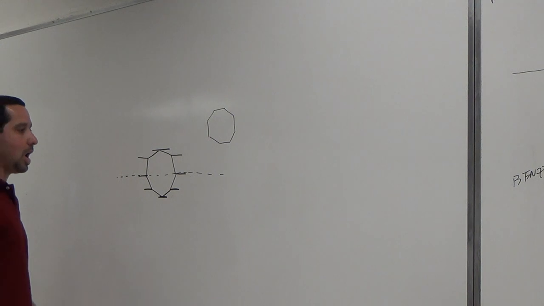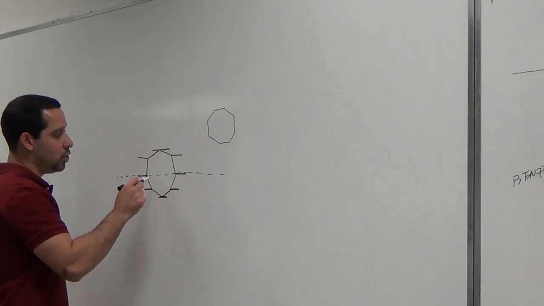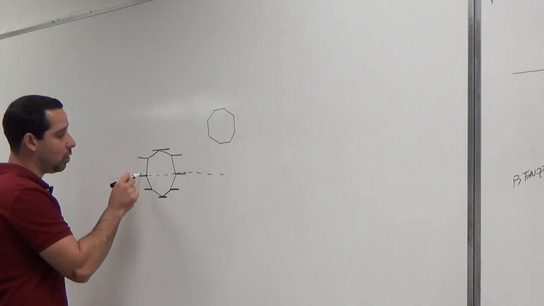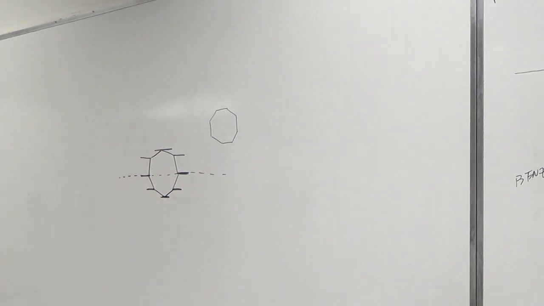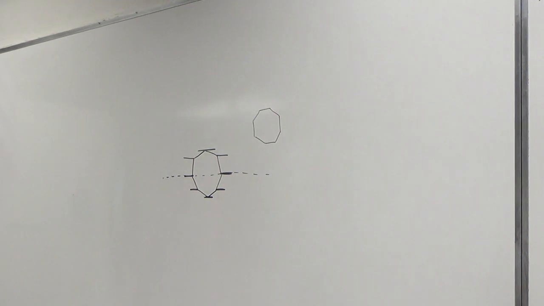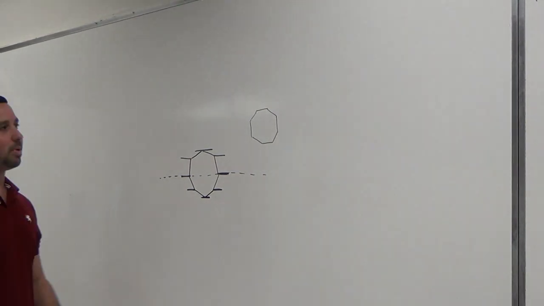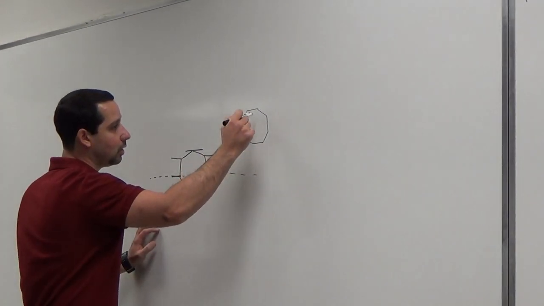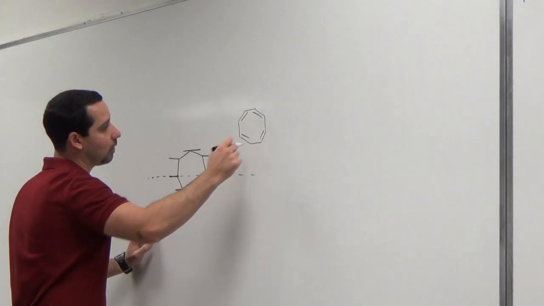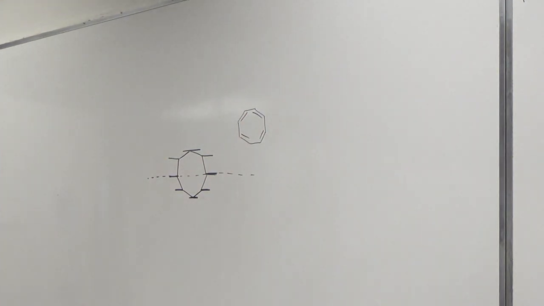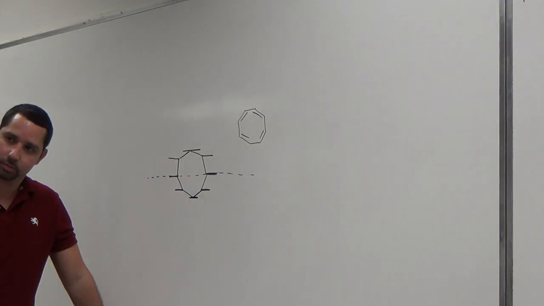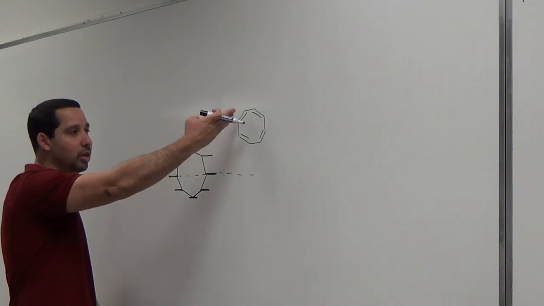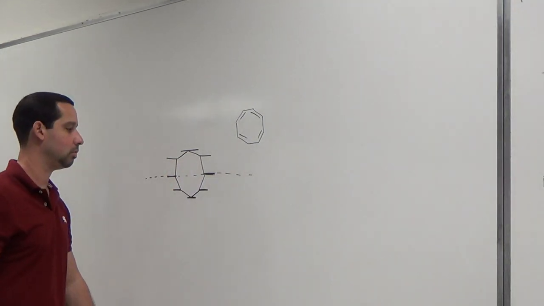So, how many do you have? You have this molecular orbital, and you have this molecular orbital in the non-bonding. How many are we supposed to have for this eight? How many pi electrons? Eight. Why is that confusing?